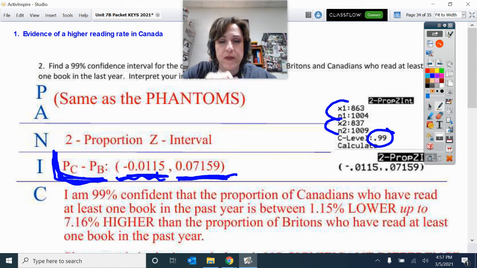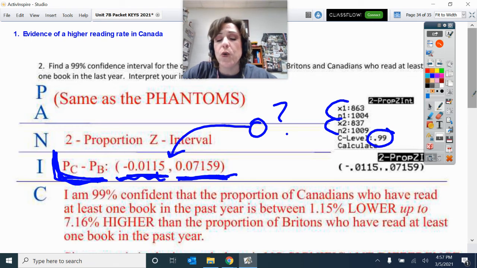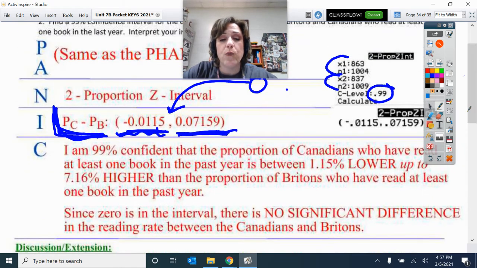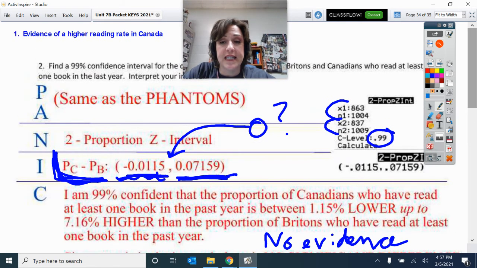And again, remember that for our intervals, we are very interested in whether 0 is in there or not, and it is. So essentially, we're saying that we do not have evidence of a significant difference since 0 is in the interval. There is no significant difference. We have no evidence of a significant difference. Okay, so let's think about that.